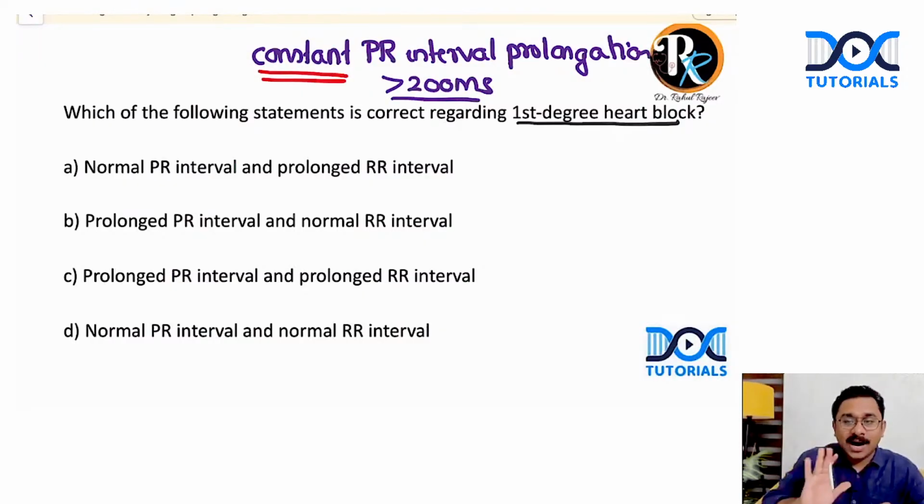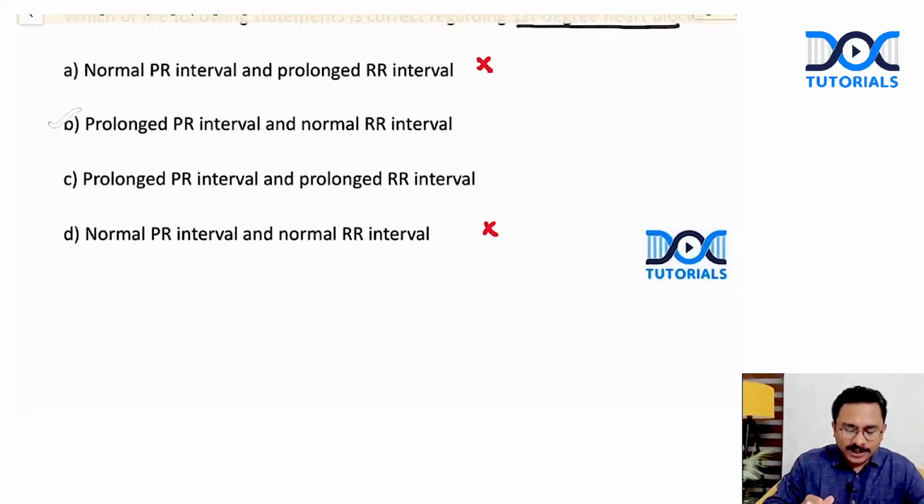But what about the RR interval? The RR interval is actually normal. So there is a prolonged PR interval, so I'm eliminating these options because the PR interval is going to be prolonged, but the RR interval is going to be normal. Hence the answer is option B. I hope that is clear. Apologies for the confusion. So that's it. Let's go to the next question.